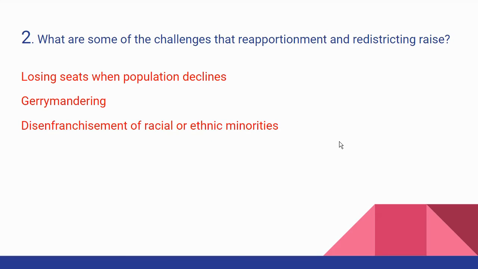Disenfranchisement of racial or ethnic minorities. That would mean that they are redistricted out of being able to be represented in Congress. Now, there are laws in place that hopefully will prevent that, that have been in place since the 1960s. And so that is not as likely to happen as it used to be.